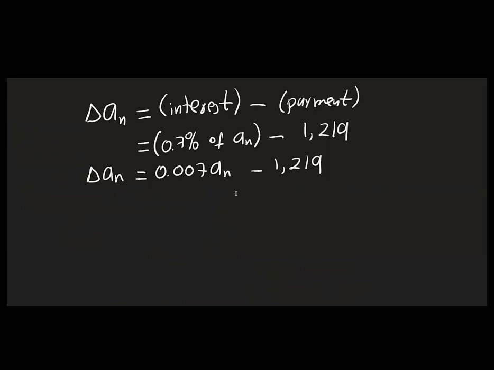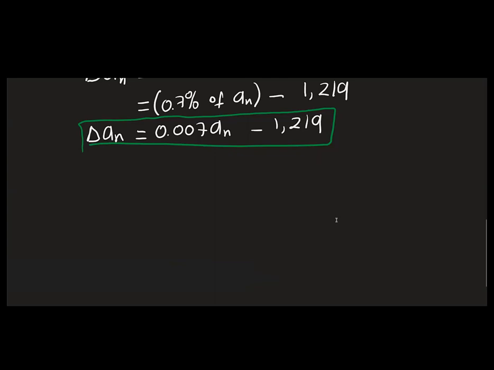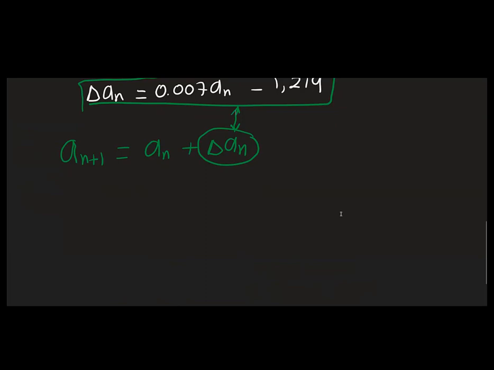So then let's go back again to our original way to set up things. So AN plus 1 is equal to AN plus the change, which is delta of AN. And we already know that this change is just right here, which is that formula. So we just have to replace it there to be able to find the recurrence formula. So it's AN plus 1 equals to AN plus 0.007 AN minus the 1,219 that we have there.